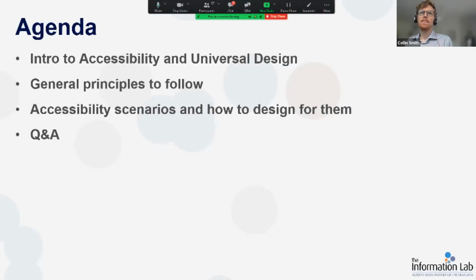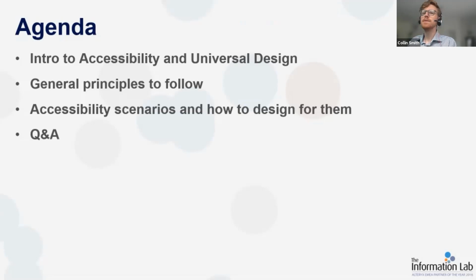So the agenda for this talk, first I'm going to be discussing just an introduction to accessibility and universal design, how those apply to Tableau. I'll give you some general principles to follow, and again, talk about how these apply within Tableau. Then we're going to discuss a few specific accessibility scenarios and how we can specifically design for those. And at the end, we'll have a Q&A. There's going to be some opportunities for audience participation in this webinar. So get ready to answer some questions, fill out some polls. So this will be a little bit interactive.